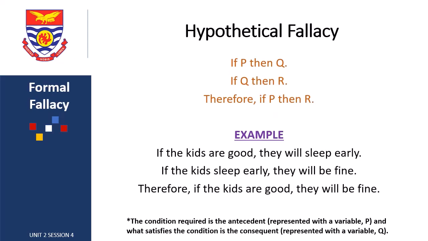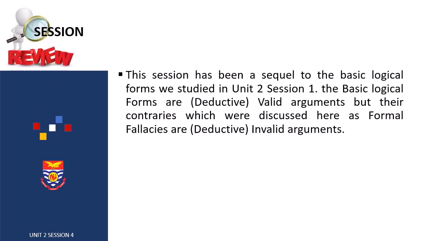The next we have is the hypothetical fallacy, and it reads: if P, then Q; if Q, then R; therefore, if P, then R. The example we have says, if the kids are good, they will sleep early. If the kids sleep early, they will be fine. Therefore, if the kids are good, they will be fine. I think these examples are quite easy, and you can write a sample for yourself if you want to, but it is quite advisable to try your hands on them. And you should note that these are all invalid examples.